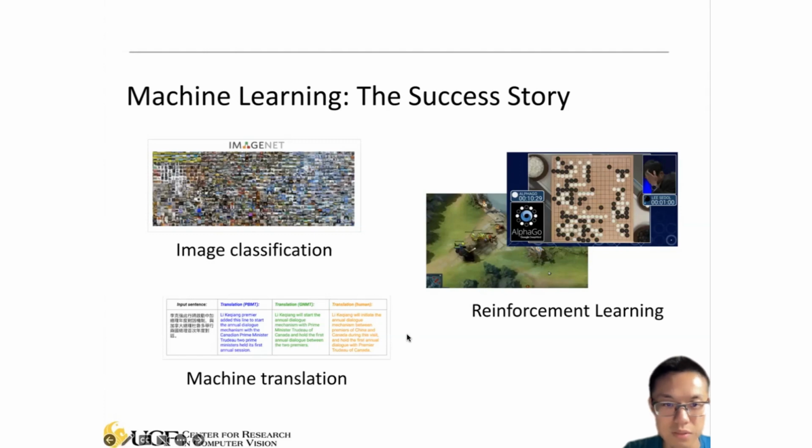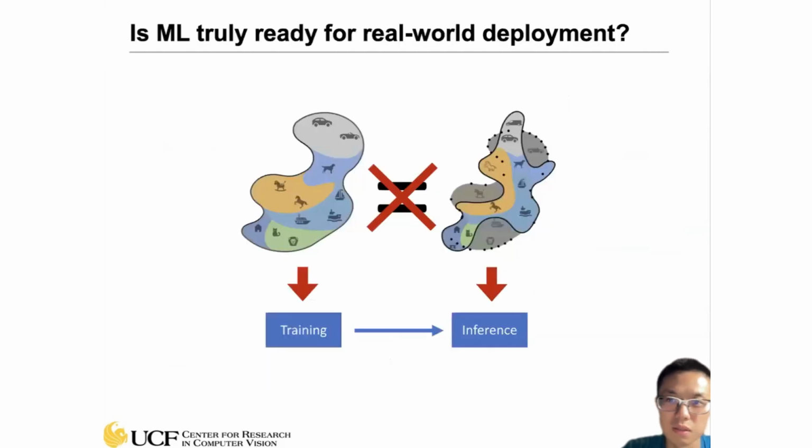And recently ChatGPT has attracted a lot of attention and hype. We can have this kind of dialogue with the machine learning engine, and we are able to get very realistic responses and accurate information from ChatGPT. So it seems like there's a clarity of the success of machine learning. But the question is, is the machine learning algorithm truly ready for real world deployment?